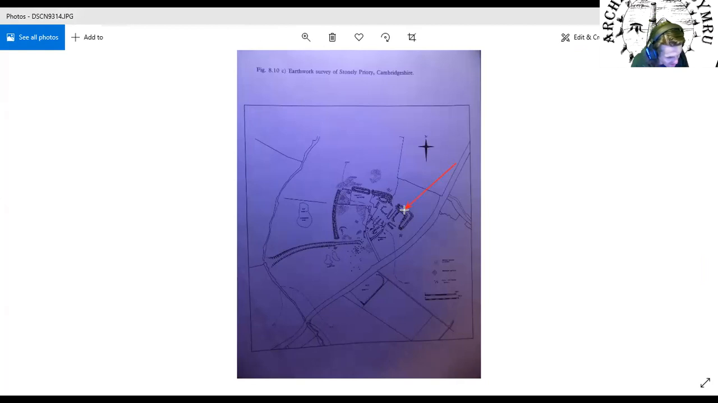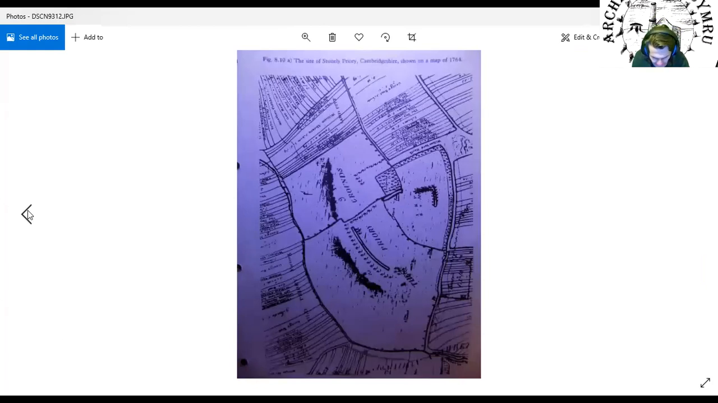Let's get rid of that again and see if I can make sense of this for all of you. Let's try and get as much as we can out of this lecture today. So this being drawn in 1764, it marks the place of the priory, and it shows some ponds. The fish ponds that are originally shown are this, this, and this. Okay, there you go.